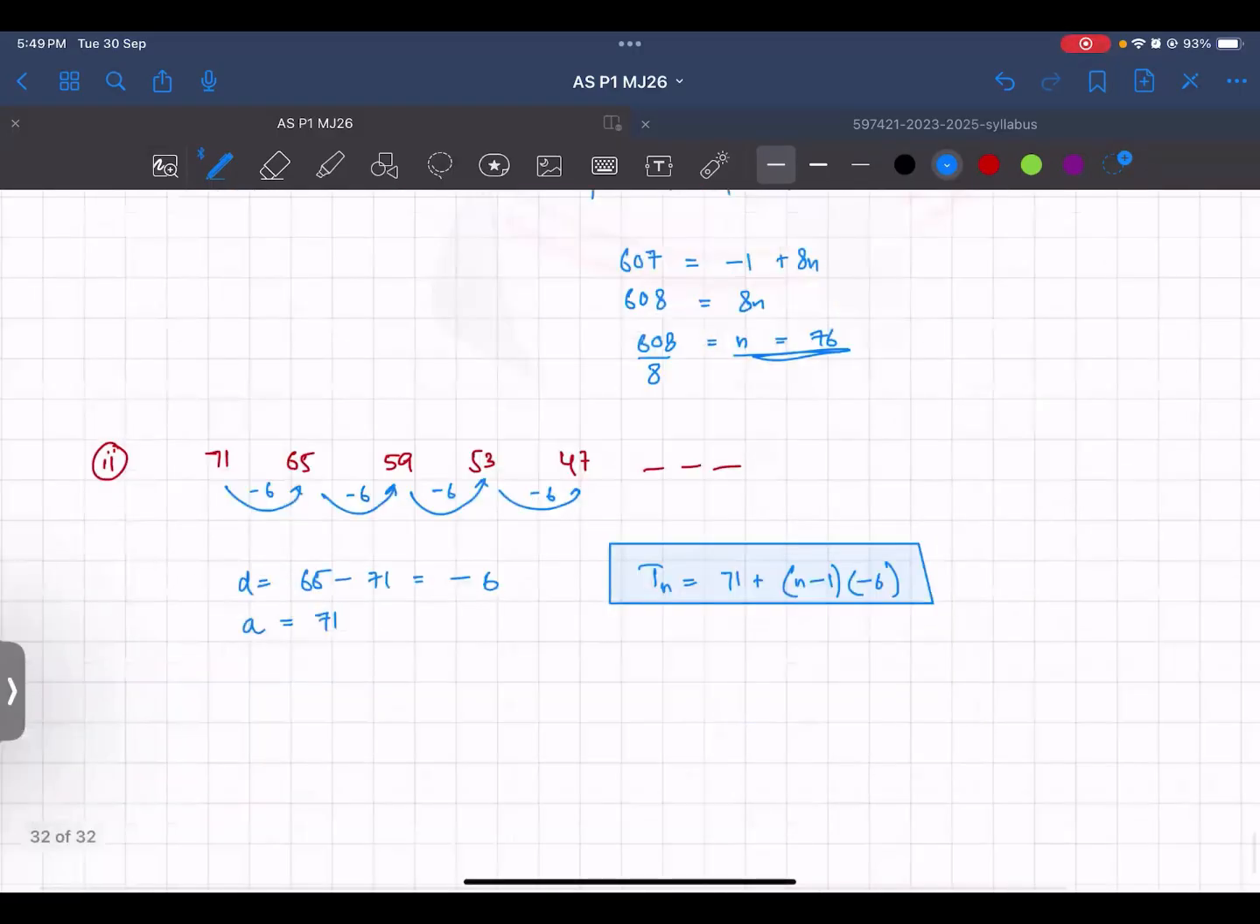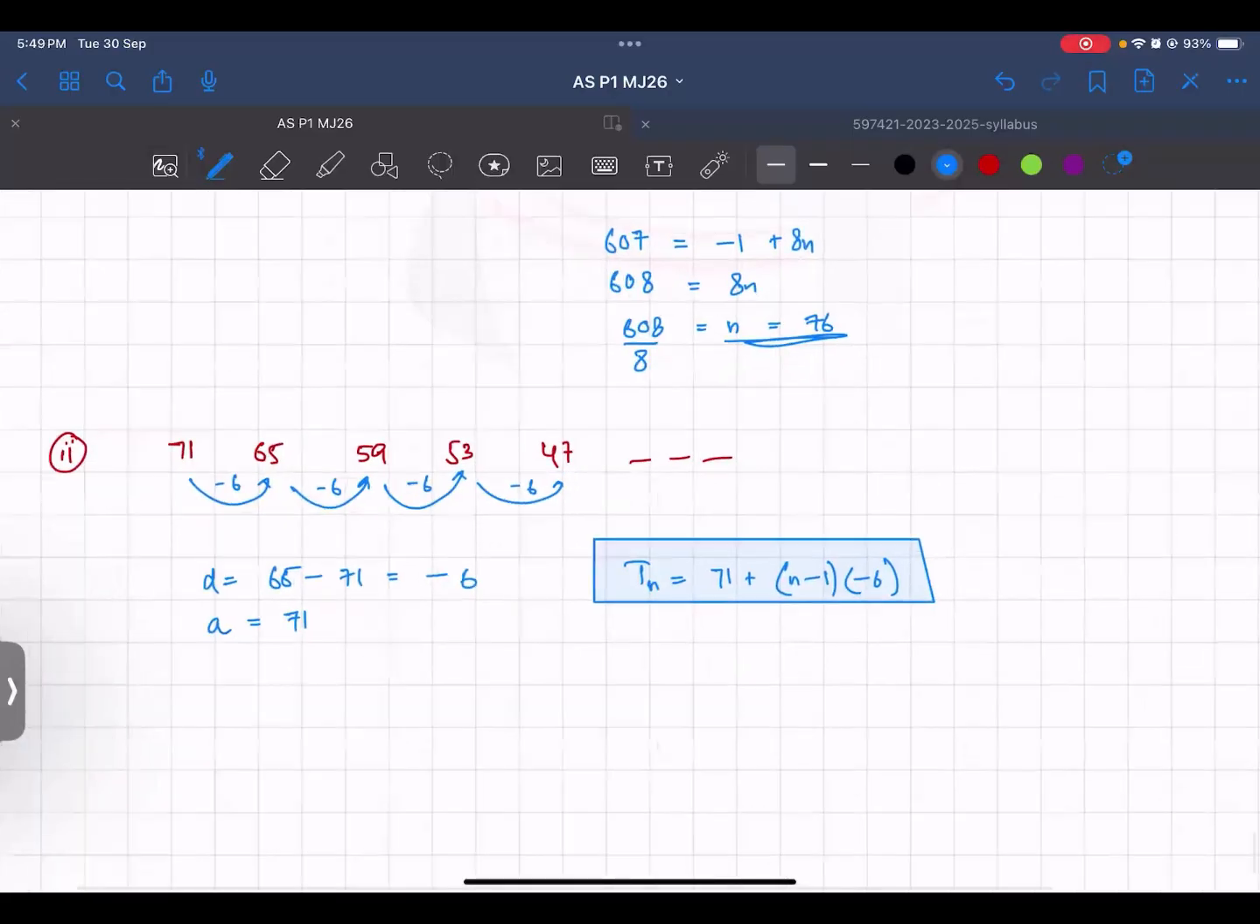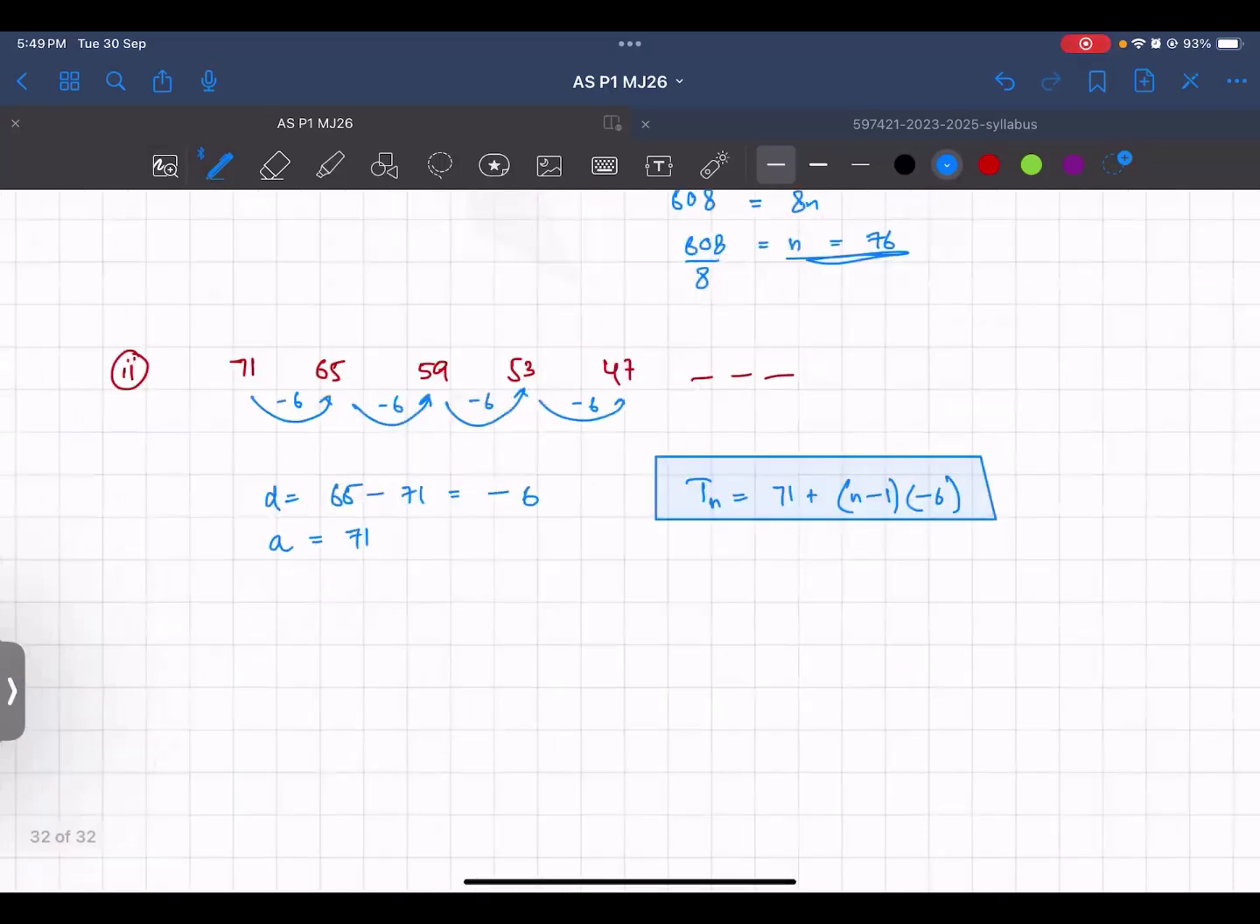Okay. Any questions, anyone? Is it necessary to expand the minus 6 multiplied by n and then minus 1, or can we leave it in this form? You may need to. It's better to simplify it. Minus 6n plus 6. So 77 minus 6n. This is your answer.